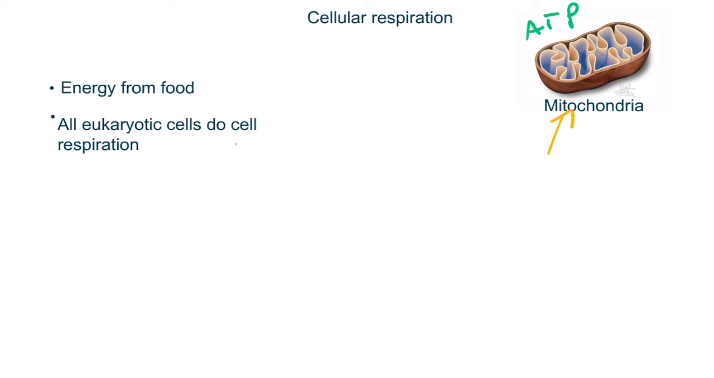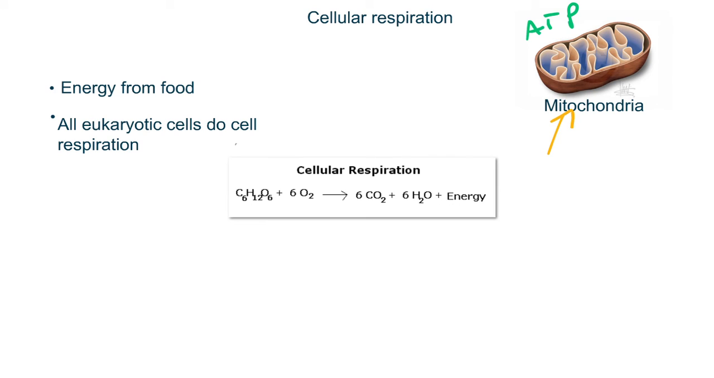So just like there was an equation for photosynthesis, there's also an equation for cell respiration. But the good news is you should already know it. Our equation is this: 1 molecule of glucose and 6 molecules of oxygen will come together to create 6 molecules of carbon dioxide, 6 molecules of water, and a whole lot of energy, or ATP.